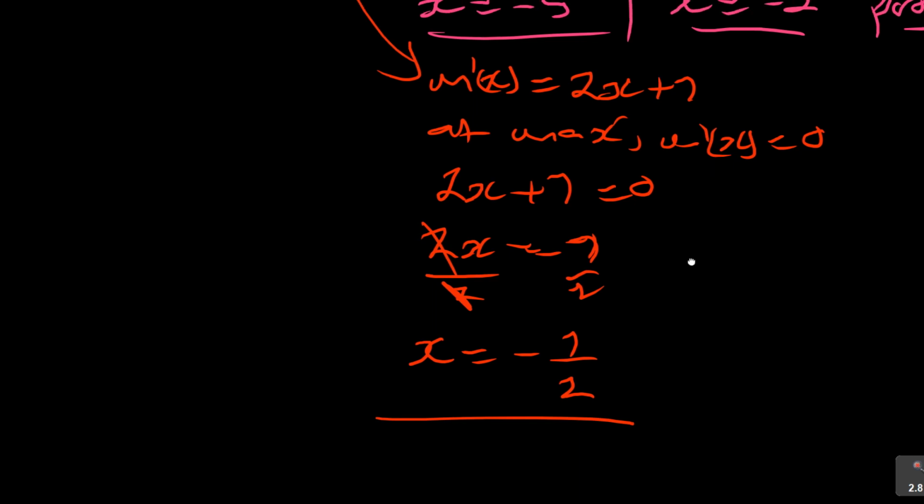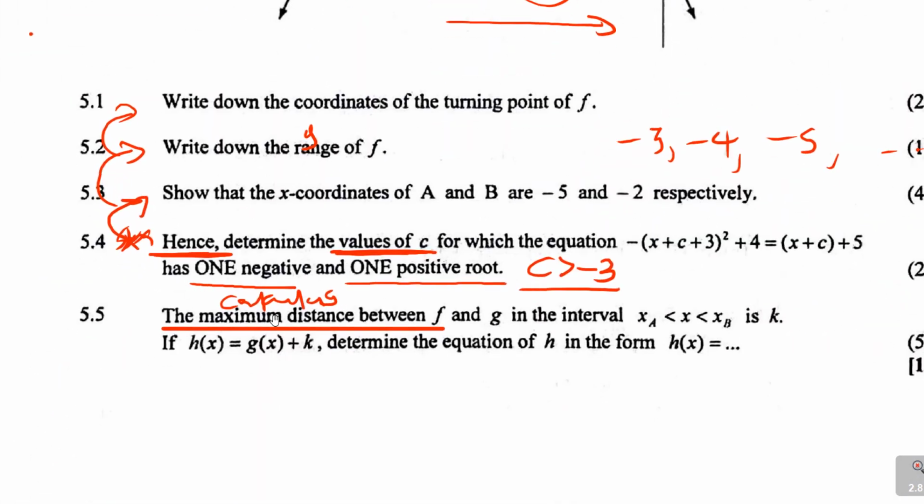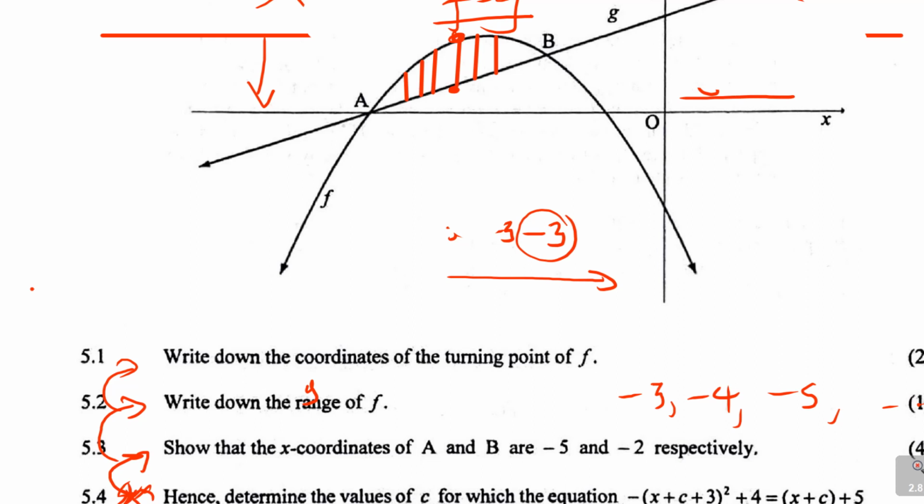Don't forget the x. That's why they said here the maximum distance between f and g in the interval, that interval x is between, remember, a was -5, and this one was -2. So they're saying find a value where x is between these two values. And I say it is -7 over 2, which is -3,5. It makes sense. -3,5 is between these values.